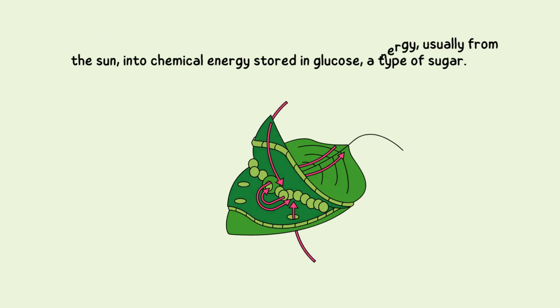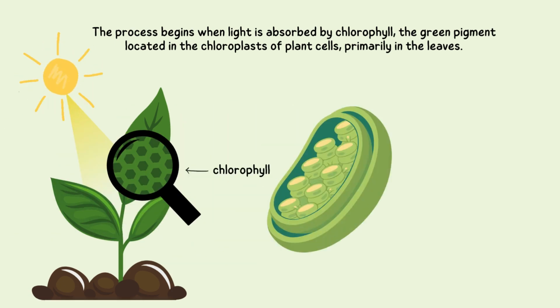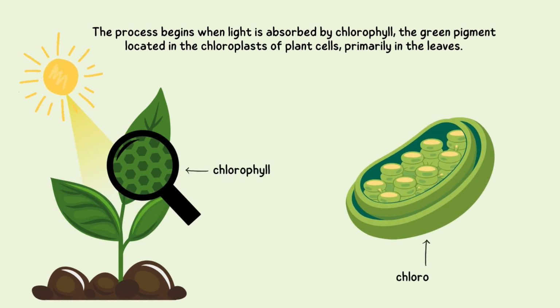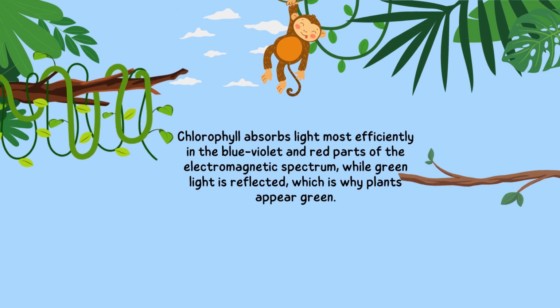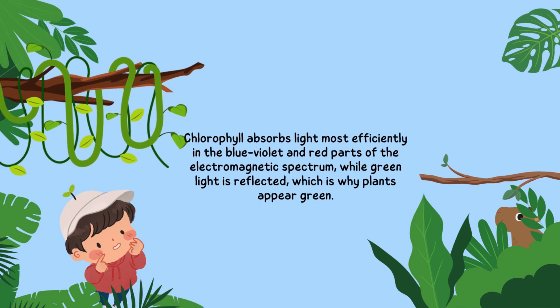a type of sugar. The process begins when light is absorbed by chlorophyll, the green pigment located in the chloroplasts of plant cells, primarily in the leaves. Chlorophyll absorbs light most efficiently in the blue-violet and red parts of the electromagnetic spectrum, while green light is reflected, which is why plants appear green.